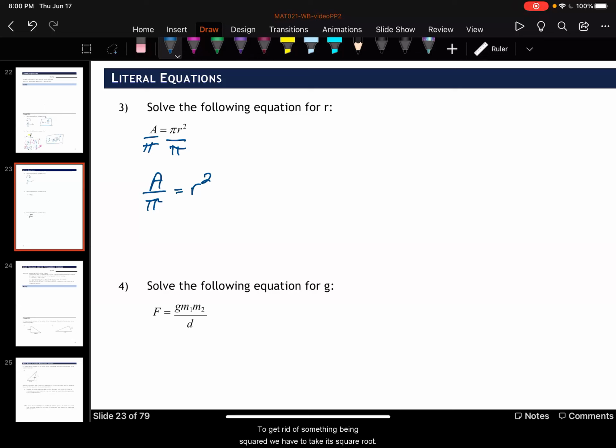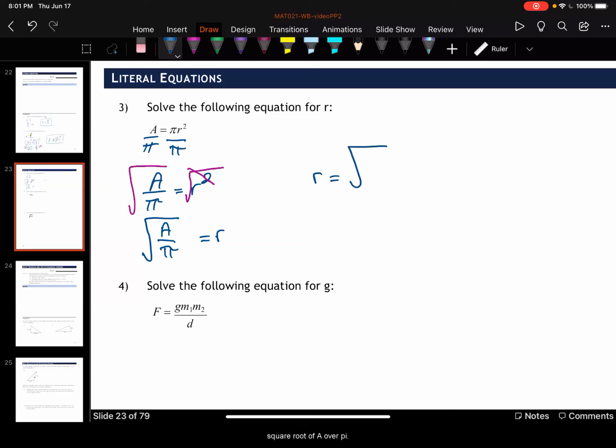To get rid of something being squared, we have to take its square root. So I'm going to need to do that on both sides. On the left-hand side, I need to take the square root of the whole fraction, and then I will take the square root of that r squared on the right. When you take a square root, it cancels out the squared, and we would be left with the square root of A over pi equals r. Again, we can rewrite that with the r on the left, so r equals square root of A over pi would be our answer for example 3.